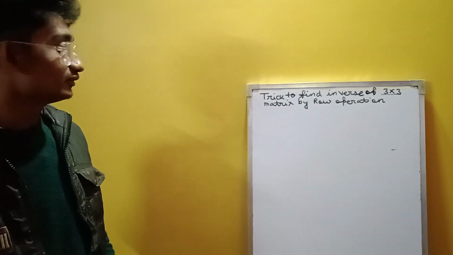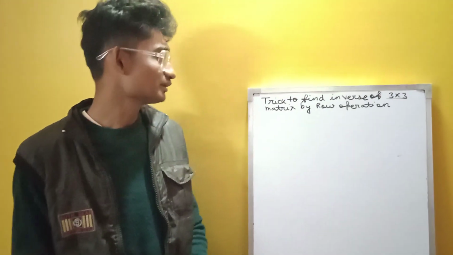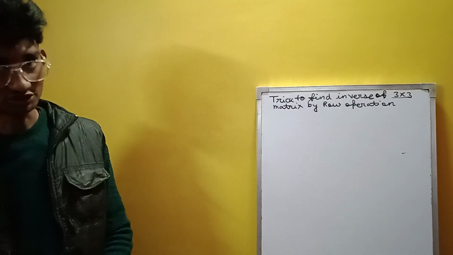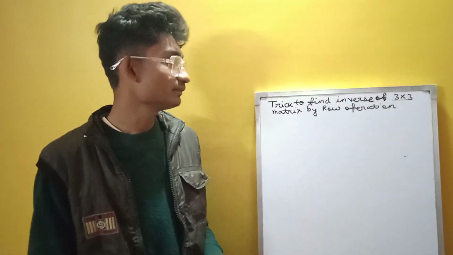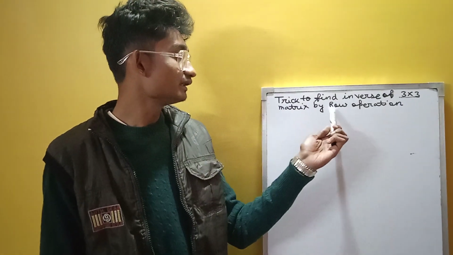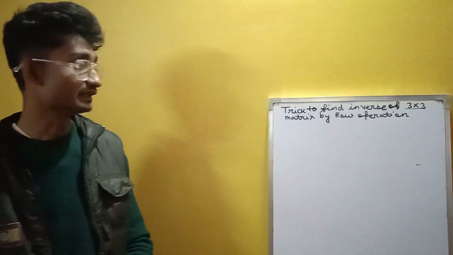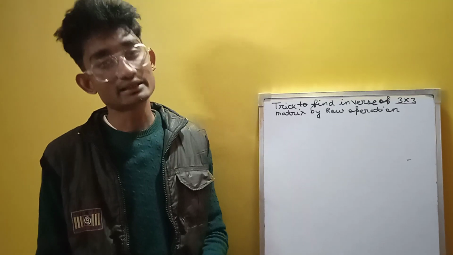In our previous video, especially in our first video, we discussed how to find the inverse of a 2 cross 2 matrix by using row operation. You can calculate by your normal method also, but when it is described as row operation, you will follow this particular technique. Now let's see how it works for a 3 cross 3 matrix.